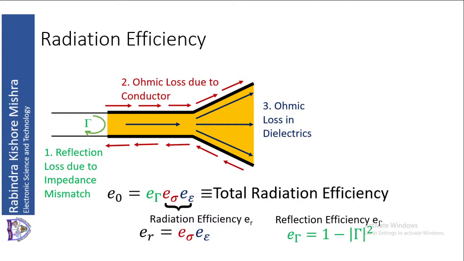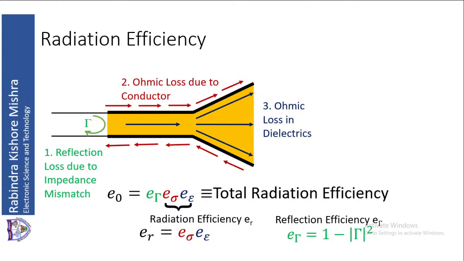Now, look at this radiation efficiency. We'll look at a more detailed view of radiation efficiency. We have an antenna. The antenna portion is the yellow portion. That portion is the antenna.